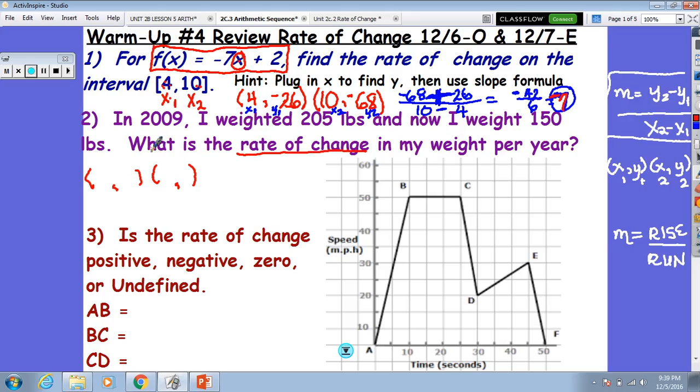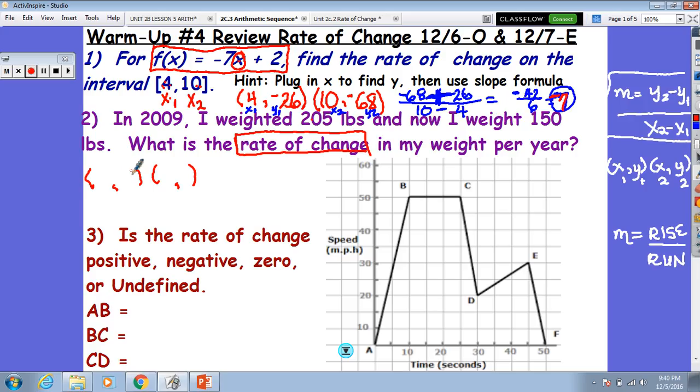Okay? So in 2009, I weighed 205 pounds. And now I weigh 150 pounds. This is a true story. So what is the rate of change in my weight per year? In order to do this, we're going to have to find the slope. The rate of change is going to represent how much weight I lost per year. And you can say I lost weight because you see I started out at 205 and now I'm 150. So obviously my weight went down.